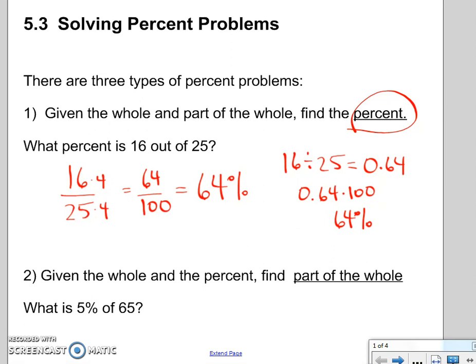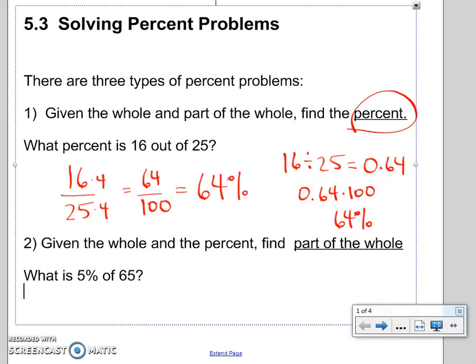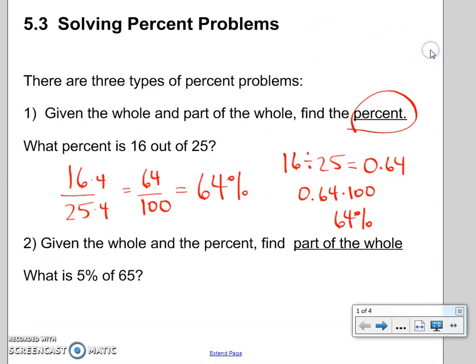So let's take a look now at given the whole and the percent, find part of the whole. Okay, we've also done this one. Let's click that screen out of there for you. So we've had to find what is 5% of 60. So we're trying to find part of the whole. 65 is our whole, so this is our 100%, right? We're trying to find what would be 5% of 65.